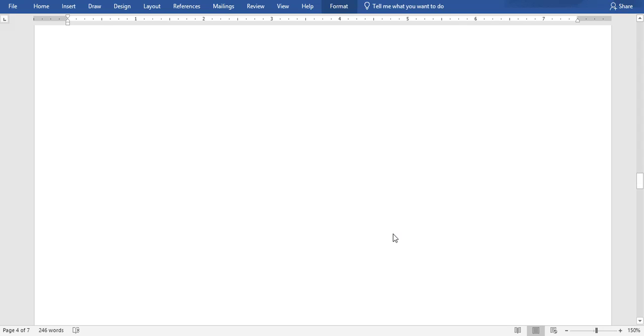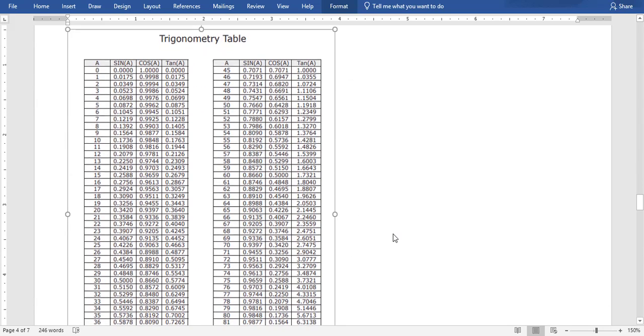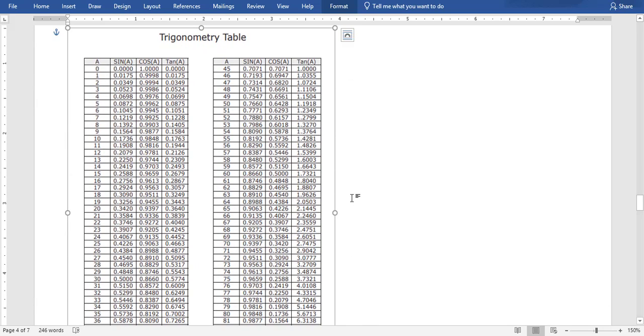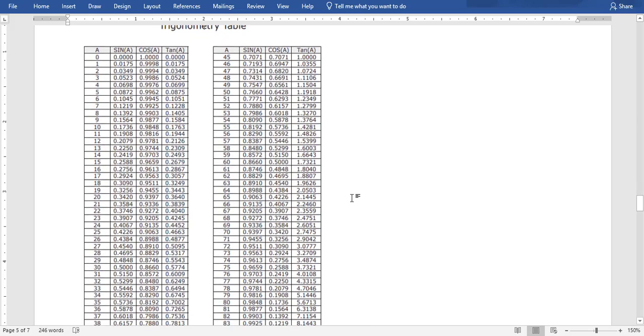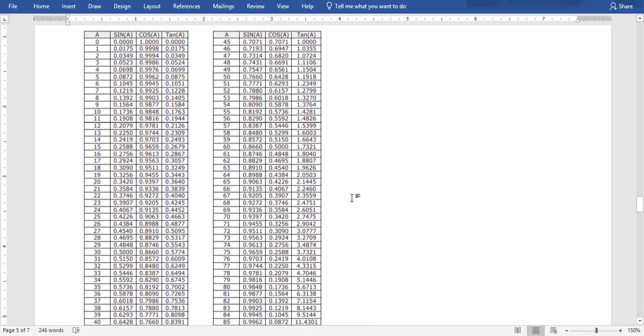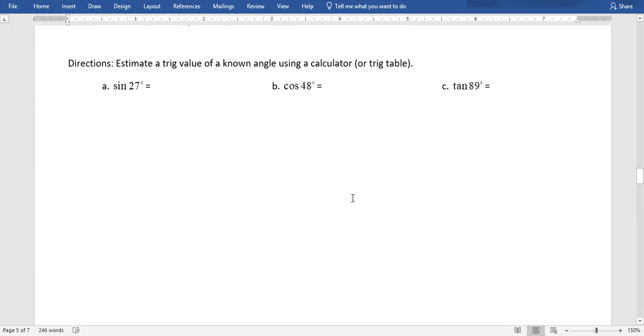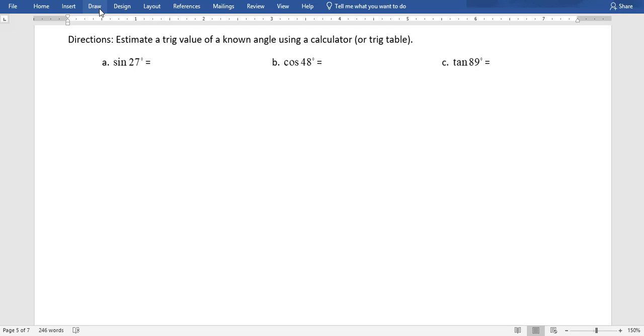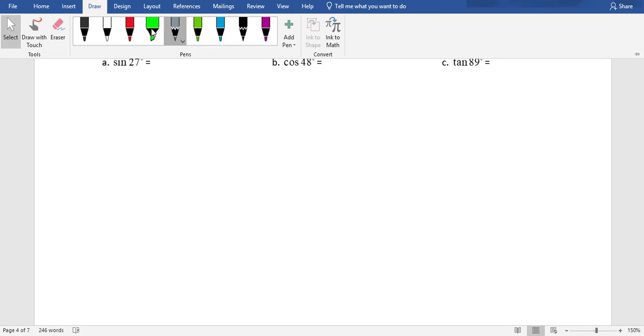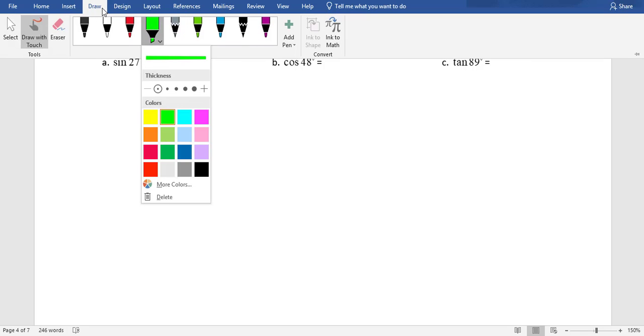Let's check out a trig table for a second. These are wonderfully archaic things a little bit. Before calculators could handle trigonometry, these used to be the way that trigonometry was done. Nowadays, a calculator is able to hold all of those values. But for example, if you're doing sine of 27, let me get a highlighter here.